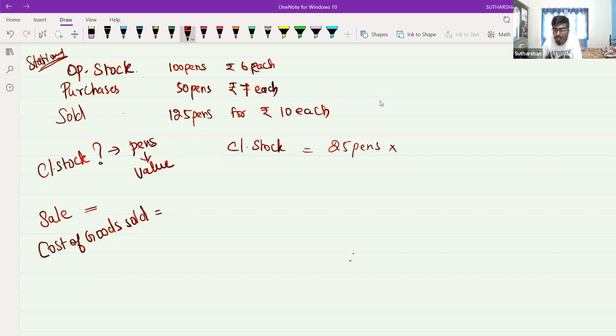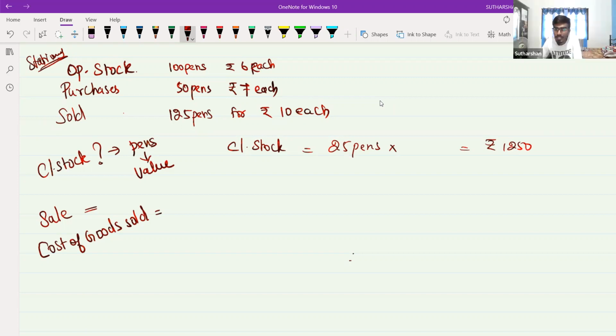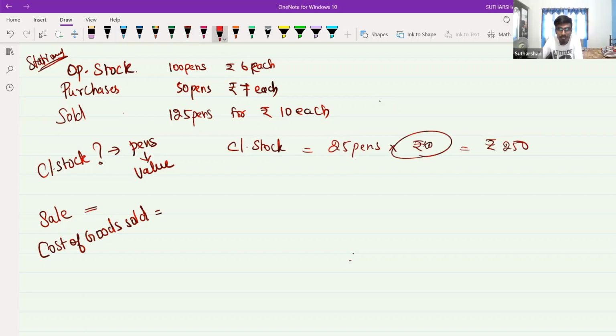Okay, how will it be 1250? 250. Only 250. You are multiplying with rupees 10. Yes, sir. It is not like this. I will tell you. Okay, I will ask some other person.